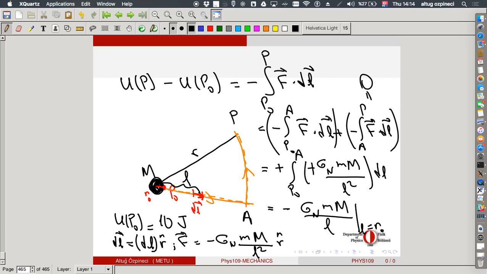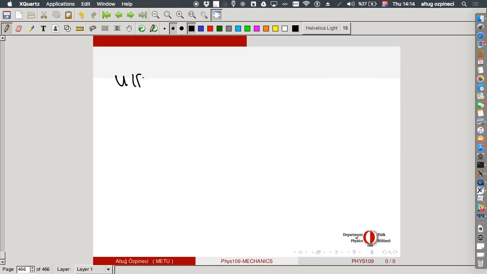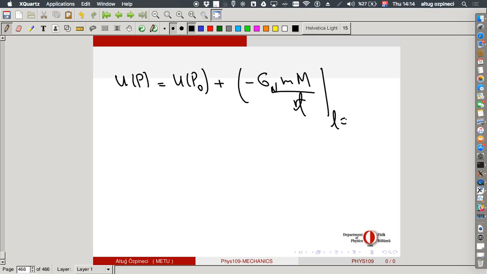The integral of 1 over L squared is just 1 minus 1 over L. So these cancel. The integral just is minus G n m over L. Of course, L starts from when I'm at the point P0, where L is just R0, the radius of the sphere. And when I'm at the point A, I'm at the same distance as the point P, which is at the distance R.